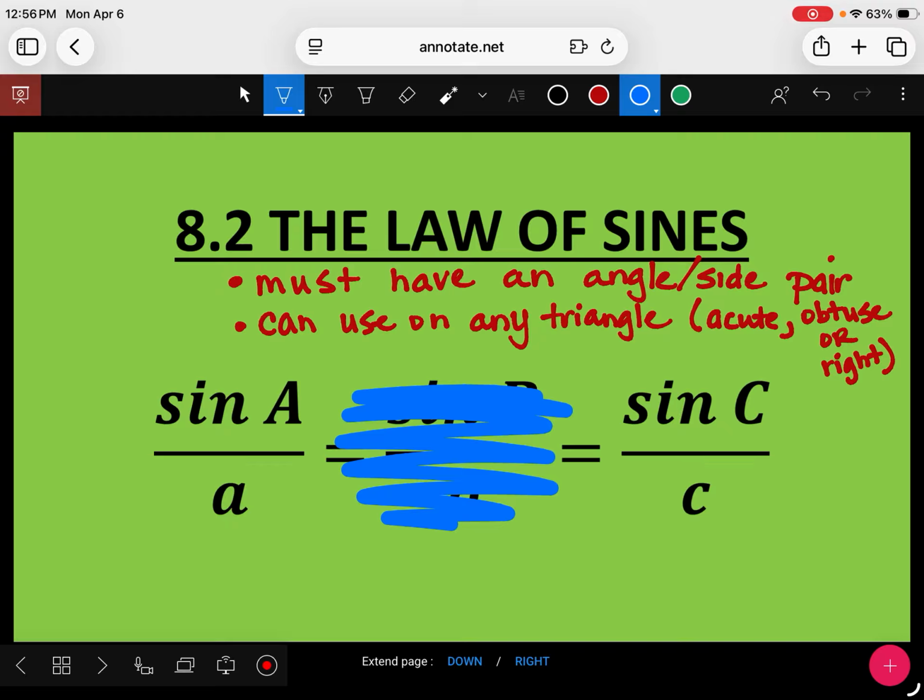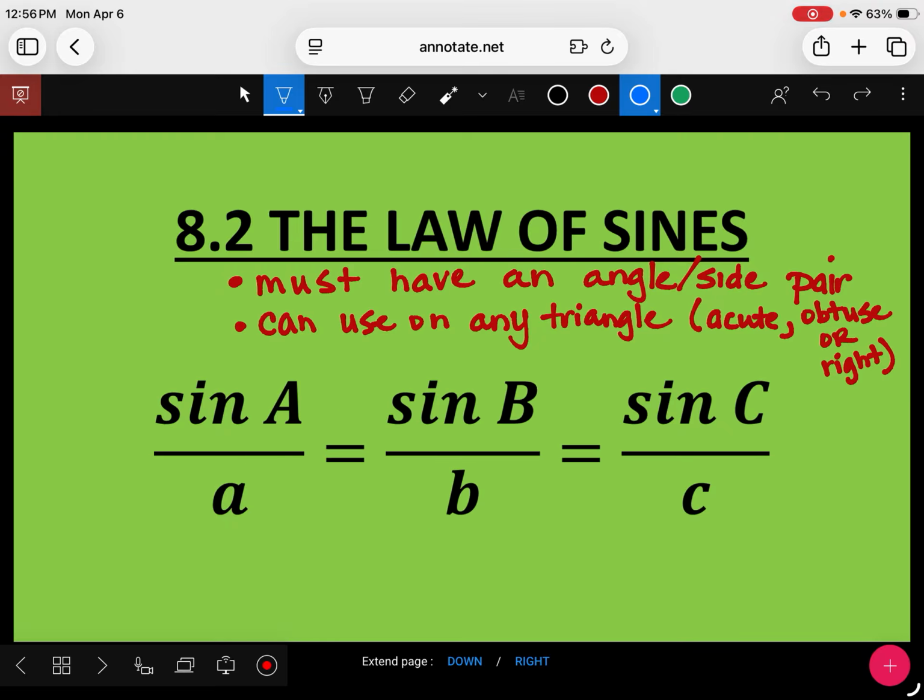The main thing to keep in mind is that when you set it up, each fraction has to have a pair. If it's big A, this has to be little a. If this is big B, it has to be little b. That's what I mean by you have to have a pair.